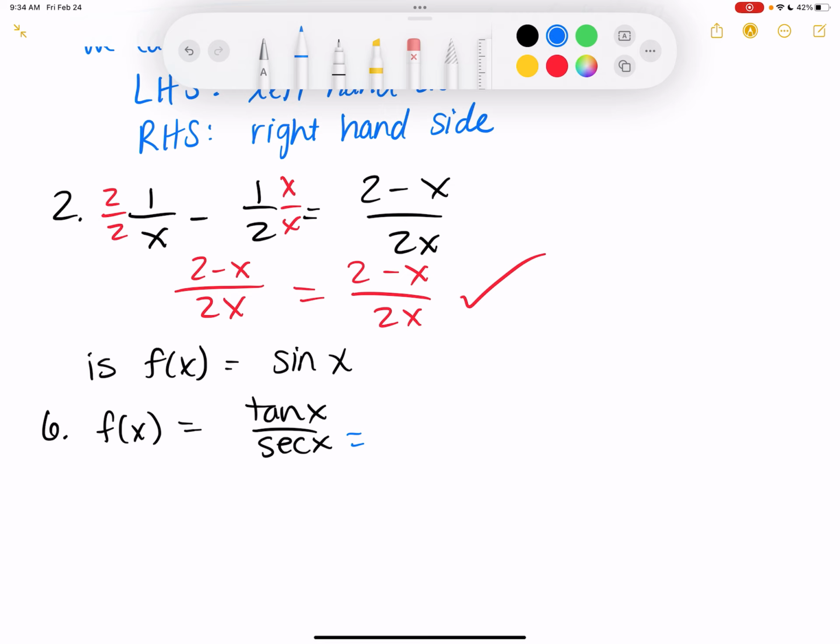So how can I rewrite tangent? Sine over cosine. And how about secant? 1 over cosine. I have fraction divided by fraction, so I multiply by the reciprocal. So that's sine x over cosine x times cosine x, equal to sine of x. So yes.